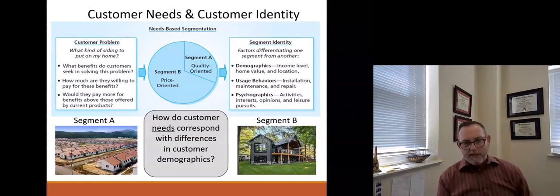Another example of a needs-based approach, this one is more just utilitarian, I guess. Think about the idea of building a house and the components and the pieces that you put into it. And this in particular is siding for a house. And we have 2 different market segments that are identified. One is a market segment that is price focused, value driven. So there's a clear budget involved here, and price is the main dominator that differentiates the market segments.